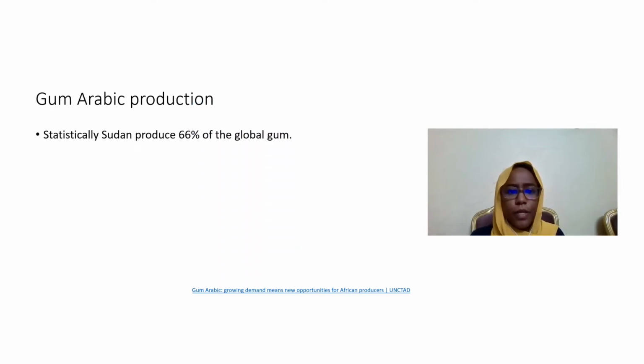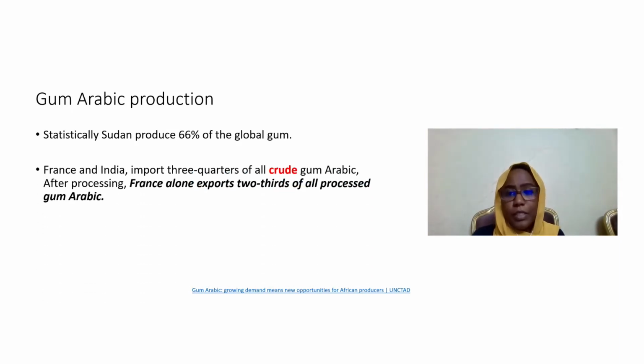So statistically, Sudan produces 66% of the global gum, and researchers usually say it's more than 66%, maybe more than 80%, but in statistics it's only 66. And we will see why this statistic is very low. Regarding who imports or buys the gum from Sudan, mainly France and India import three-quarters of all crude gum arabic. After processing, France alone exports two-thirds of processed gum arabic. So Sudan only produces the crude or raw material of gum arabic.